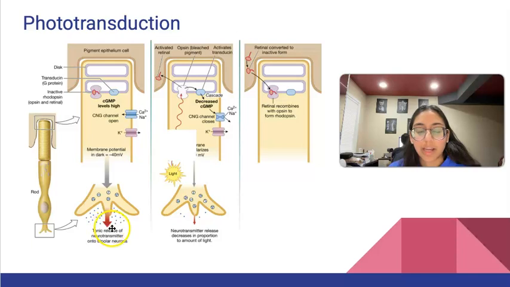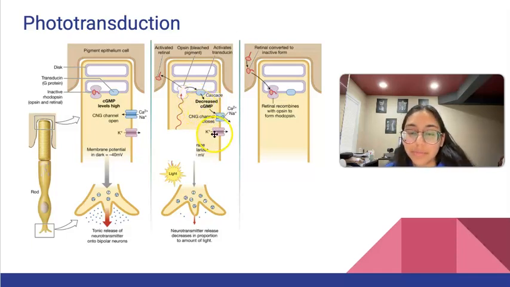And something to keep in mind is that when the cell is in the dark, this is a tonic release, or continuous release, of glutamate. The next panel here is when the cell is exposed to light. When the cell is exposed to light, rhodopsin becomes bleached, which just means that retinal changes conformation and is released from opsin. This activates a cascade in which cGMP is decreased in the cell.